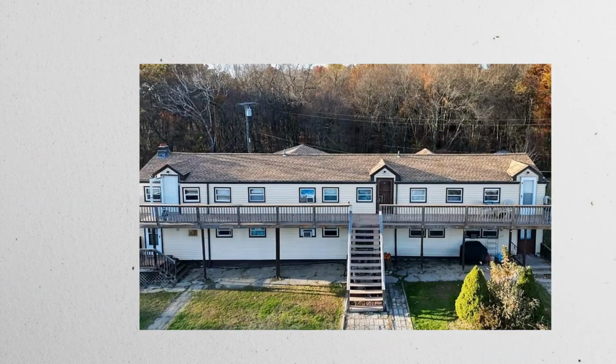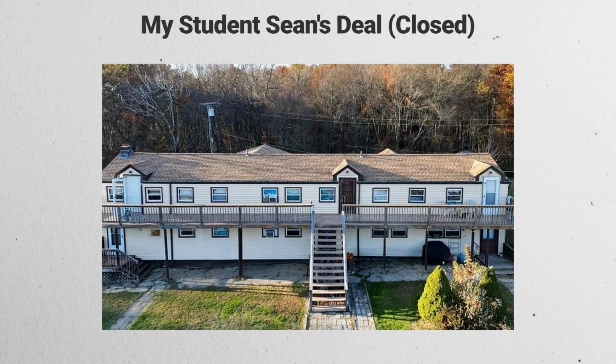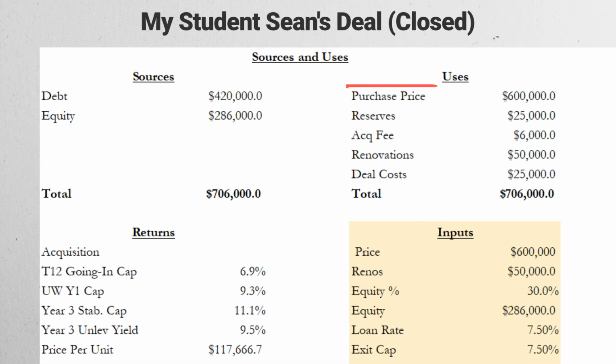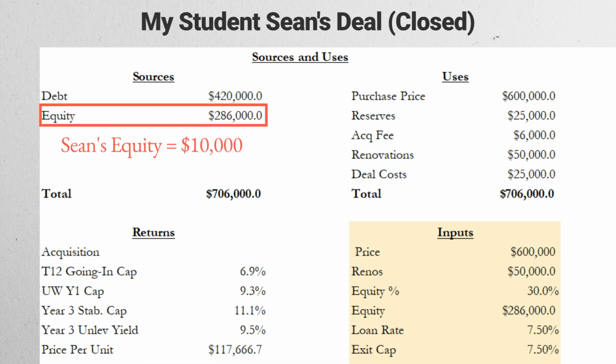Here's how this looks on a real life deal. This is a real deal that Sean, who's a member of my acquisitions bootcamp, closed 2 months ago. 6-unit value add deal, all 1 beds. He's bought it for $600K, has $25K of deal costs, $25K of reserves, $50K in renovation costs, and charges a $6K acquisition fee to investors. Notably, of the $286K equity in the deal, he only put in $10K personally.